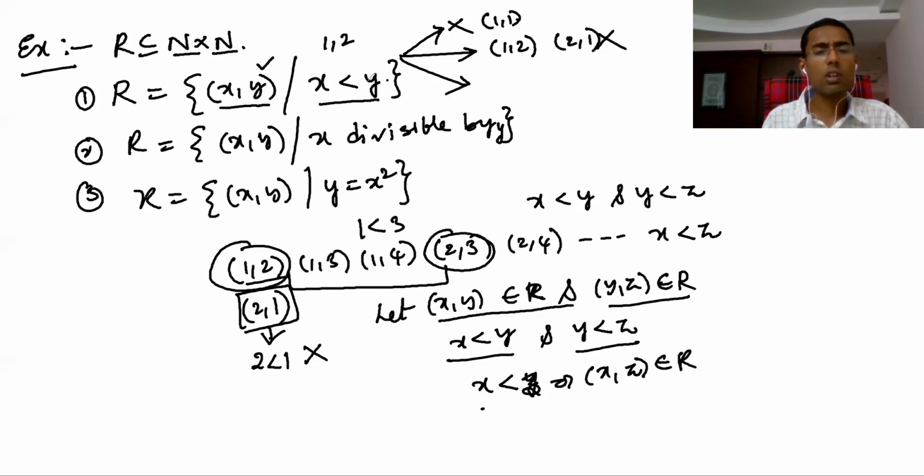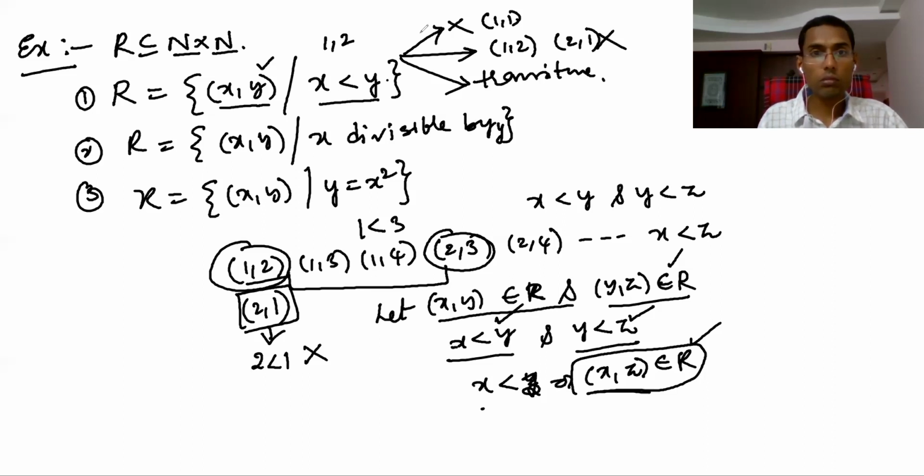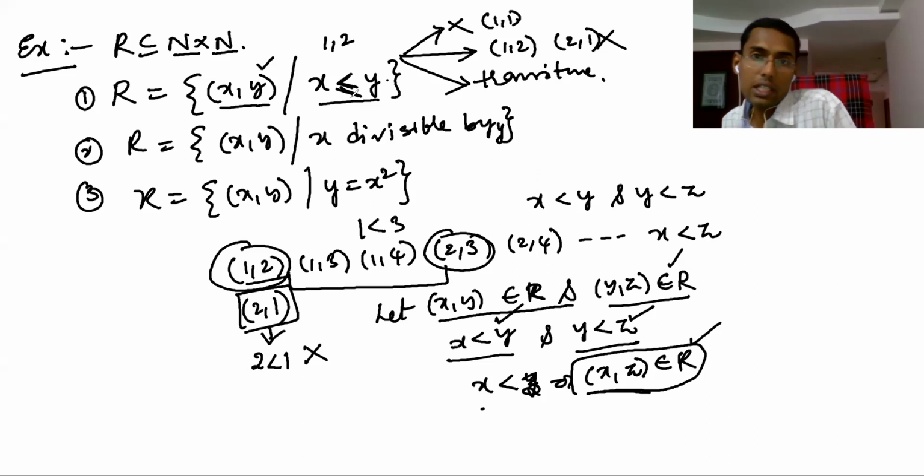(x, y) is there means x less than y. (y, z) is there means y less than z. Automatically x becomes less than z. x less than y, y less than z means x less than z. So (x, z) will be there. Therefore it is only transitive. Okay. So if I take less than, I have taken only less than, it's only transitive.